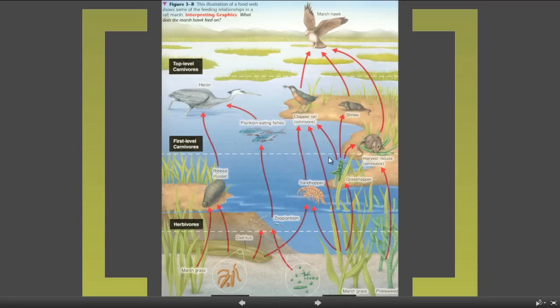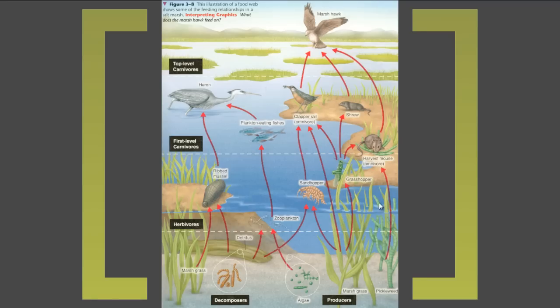So a good example of what I was just saying is this organism here, the clapper rail. Now you can see here that the clapper rail could be considered not only a primary consumer because it eats the plant life here, but a secondary consumer as well because it feeds upon the sandhopper, which is a primary consumer. And so some things within a food web can occupy more than one trophic level.